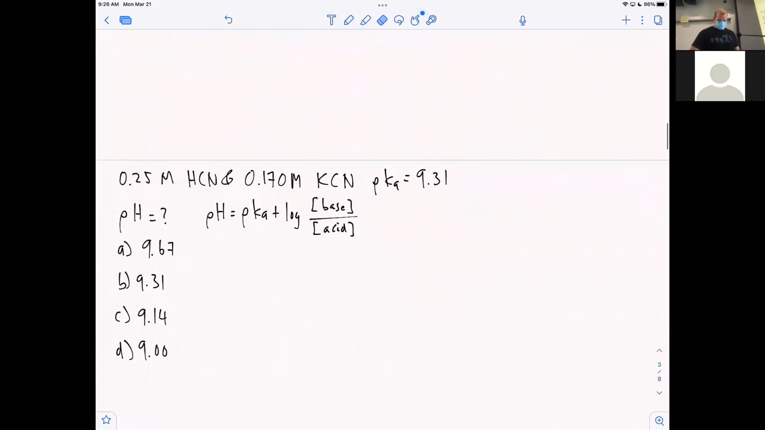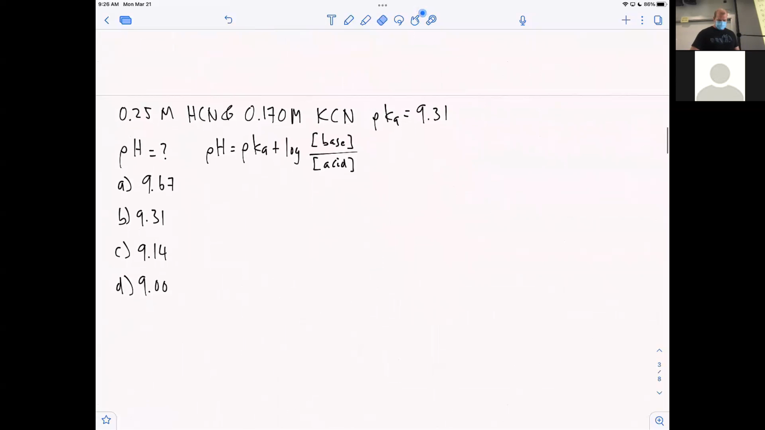All right, let's see if you can do this one. It's 0.25 molar hydrogen cyanide. This is the acid. And this one's the base. I know I didn't say hydrocyanic acid, but the acid has the extra H, and the base is missing it. Let's see if we can figure this one out.